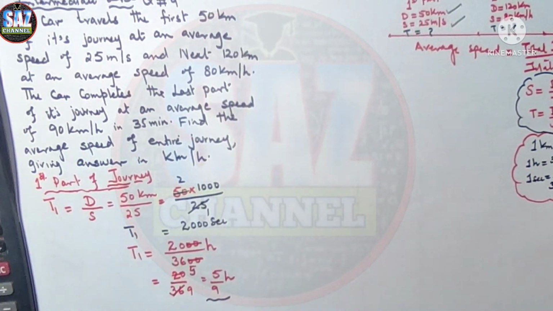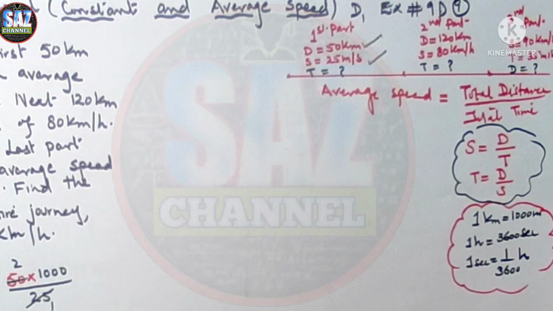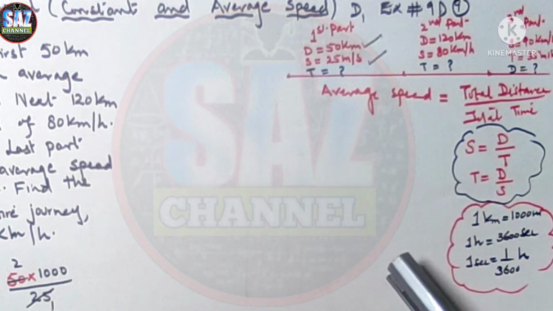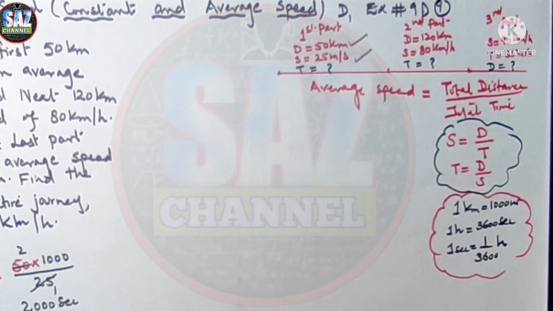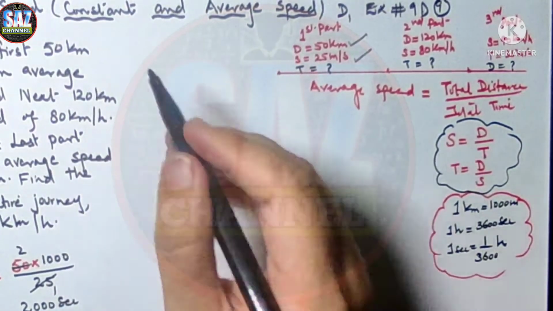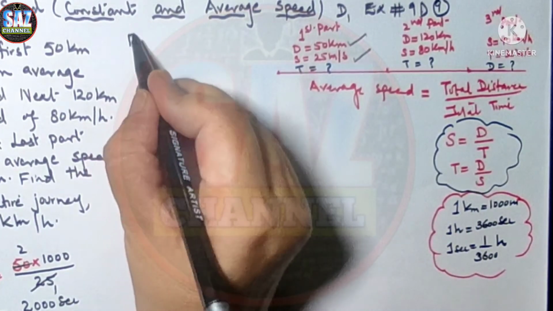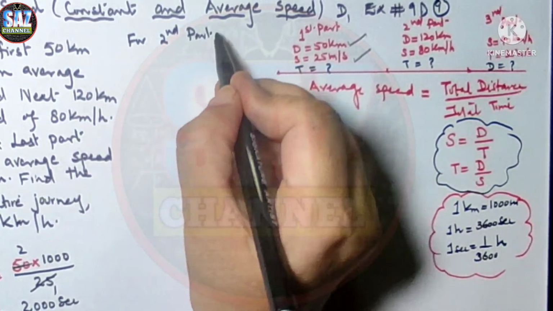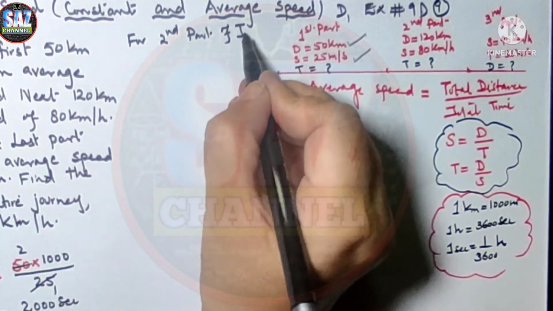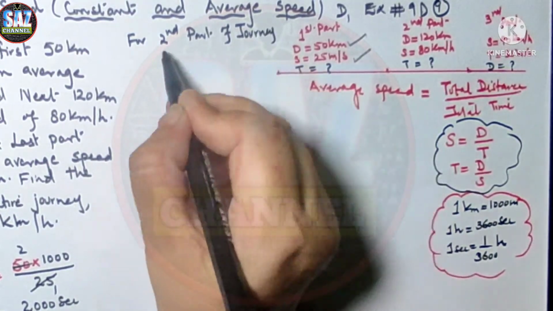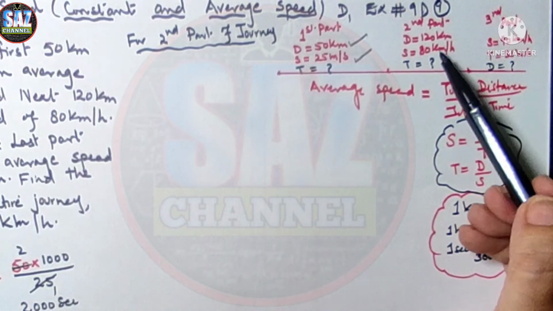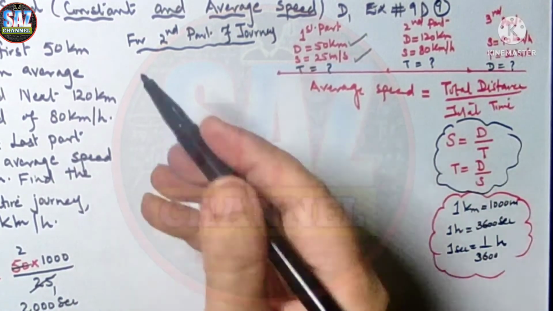Then, moving to the second part of the journey. For the second part of the journey, we are given the distance and the speed, and both are in kilometers. So for the second part of the journey, we are given distance and speed. Again, we have to find the time.